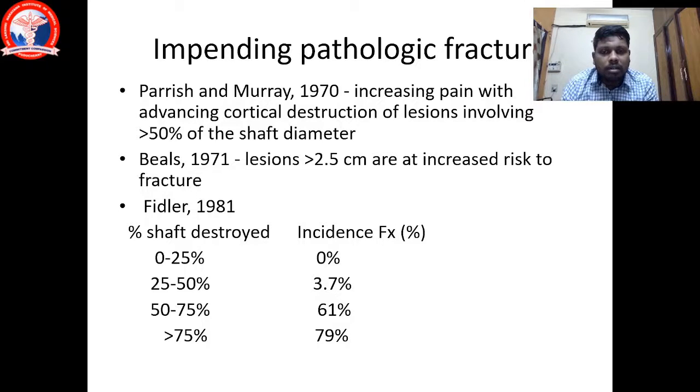Beals in 1971 said lesions more than 2.5 cm are at increased risk of fracture. And Fidler in 1981 said that if 0 to 25% of the shaft is destroyed, the incidence of fracture is 0%. With 25 to 50% destroyed, the incidence is 3.7%. With 50 to 75% of the shaft destroyed, the incidence is 61%. And with more than 75% destroyed, the incidence is 79%.